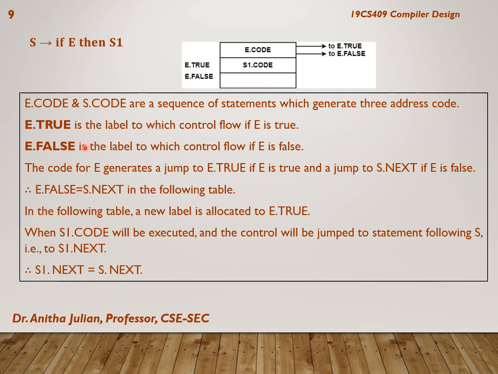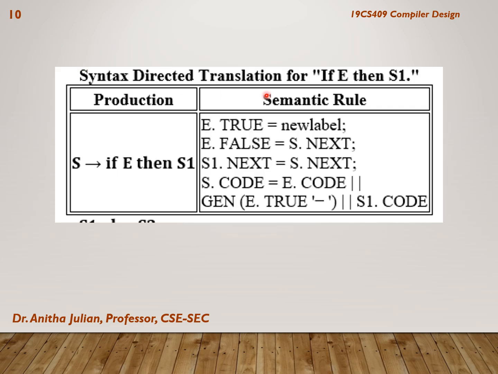Okay, so there is a label E.true, a label E.false. And here the true label alone is valid because we will have some code for the true condition. And next, it has to follow with the next. So that is how we are going to write here. So you can see the syntax directed translation for if E then S1. We need a new label for true alone because we are going to do some code. Okay. So we have a new label, and S1.next means it is going to go off next. So S.code will be generated as, if it is true, we have to go to S1 code.